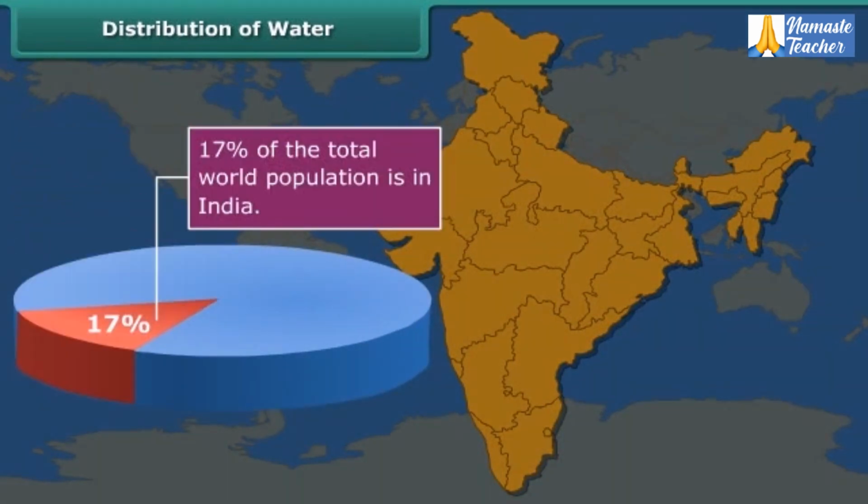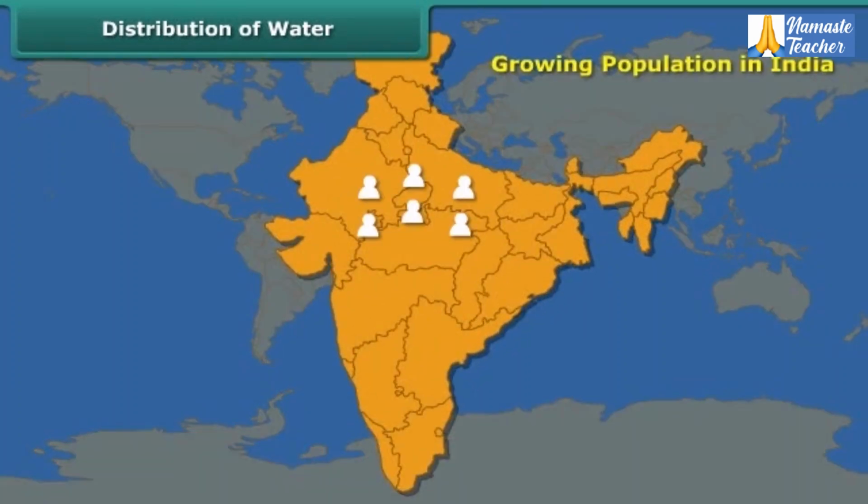17% of the total world population is in India. But to support it, India has only 4% of the world's fresh water resources. As a result, India is facing acute water shortage. The situation is likely to worsen with population growing at a fast pace.